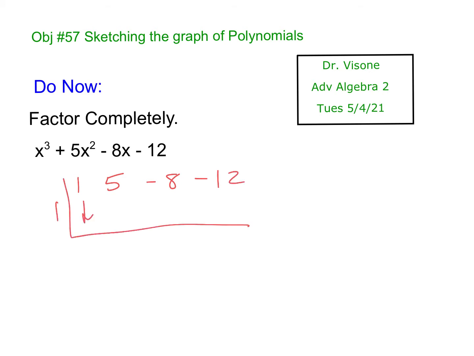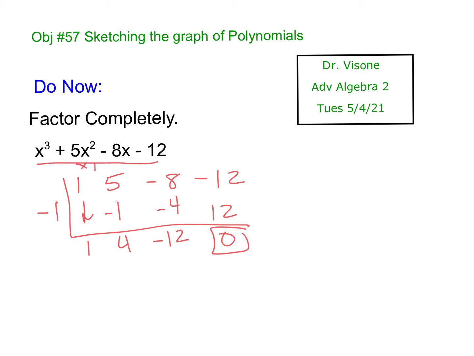Remember, it's all multiples of 12. So 1, 1, 6, 6, -2. That's not going to work. That gives me -14. So we erase and try again. All right, -1, that's -1. 4, -4, -12, 12, 0. That worked.